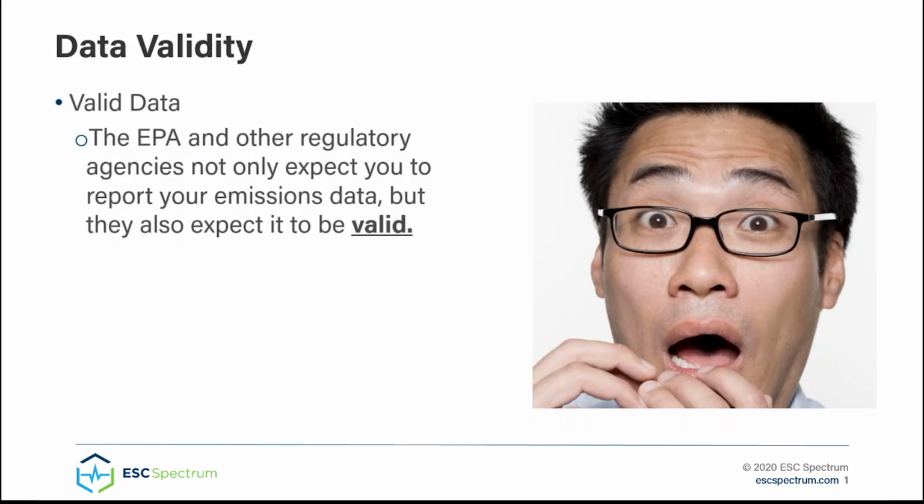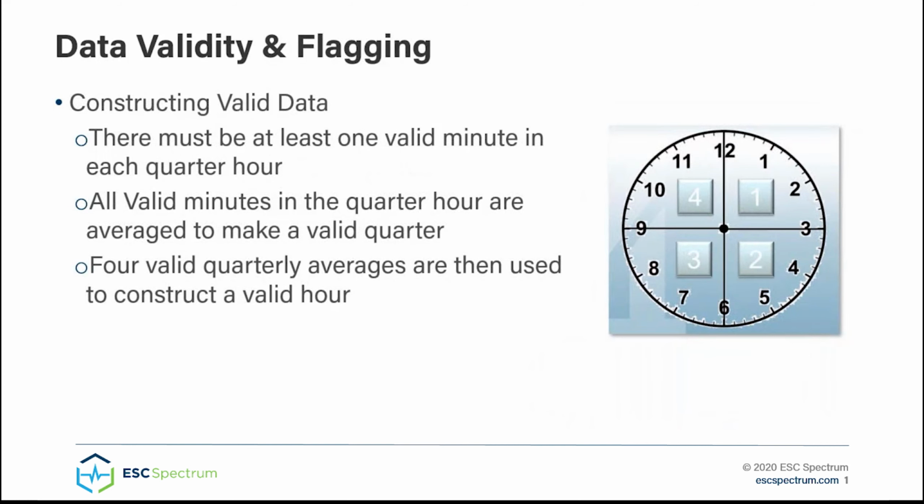Regulatory agencies only allow you to report data that is valid. So let's take a look at what that means and show an example from StackVision. One of the more common approaches for determining data validity requires you to record at least 1 valid minute of data in each quarter hour. All valid minutes in the quarter hour are then averaged to make a valid quarter, and 4 valid quarterly averages are then used to construct a valid hour.